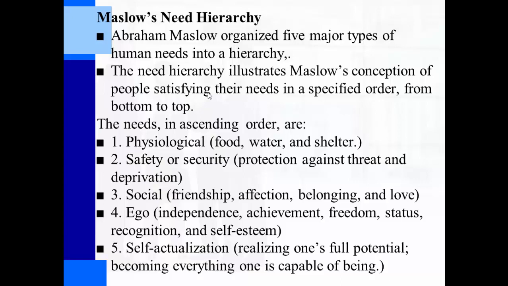Out of the theories of motivation, the first and best-known theory is Maslow's need hierarchy. Maslow identified five major types of human needs in a hierarchy. The need hierarchy illustrates Maslow's conception of people satisfying their needs in a specified order from bottom to top. He arranged the different types of needs in ascending order, ranging from the physiological needs to the self-actualization needs.